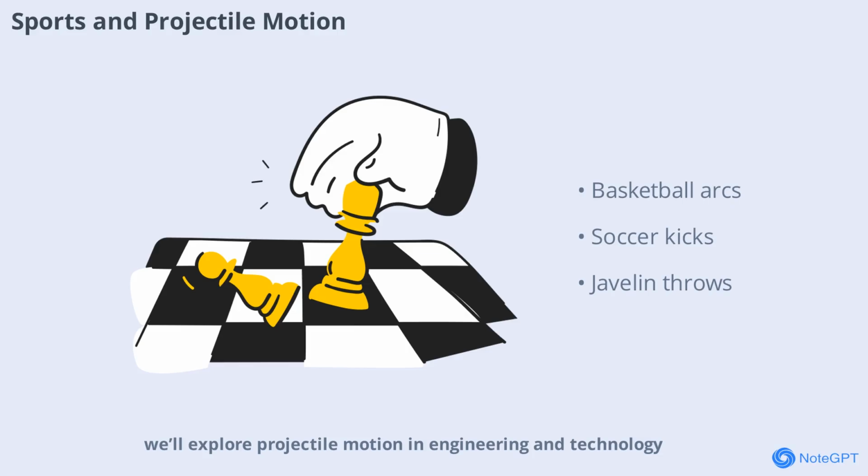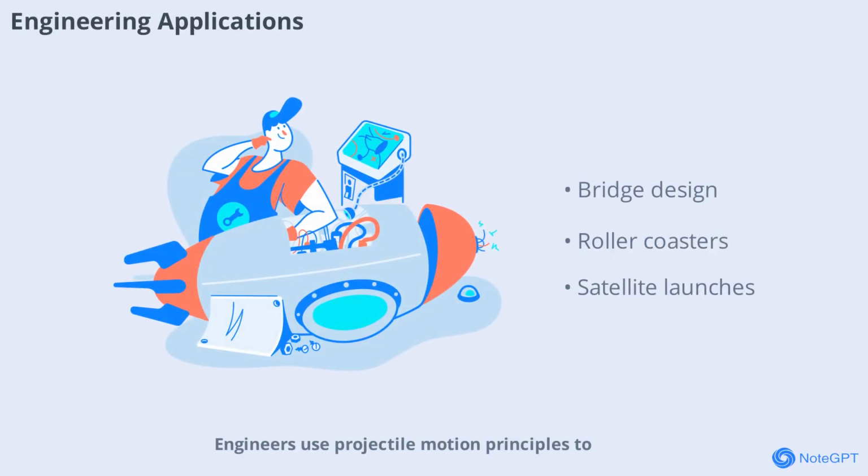Next, we'll explore projectile motion in engineering and technology. Engineers use projectile motion principles to design everything from bridges to roller coasters. Understanding how objects move through the air helps in planning safe and efficient structures. For example, launching satellites or designing water fountains relies on accurate predictions of projectile paths.